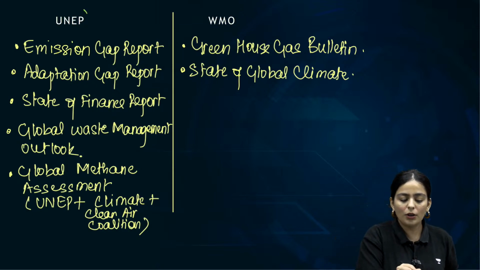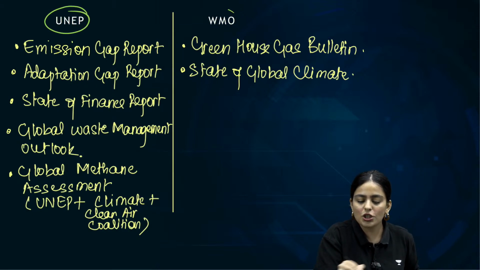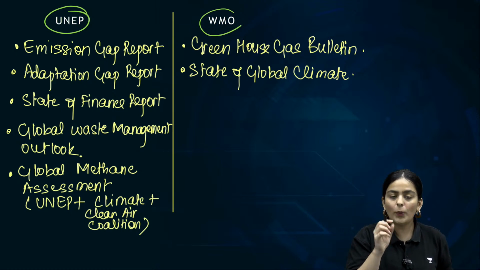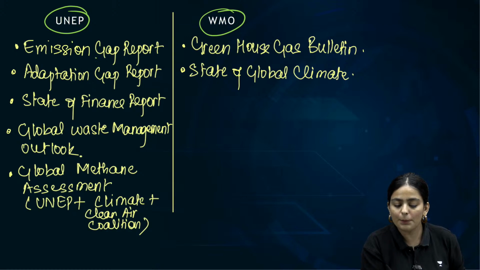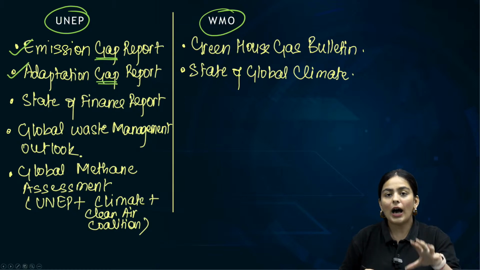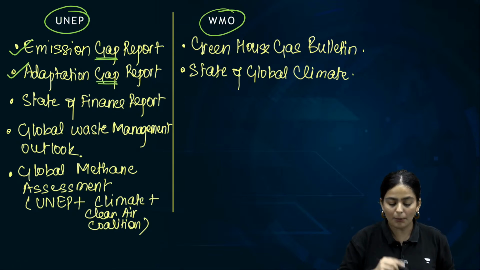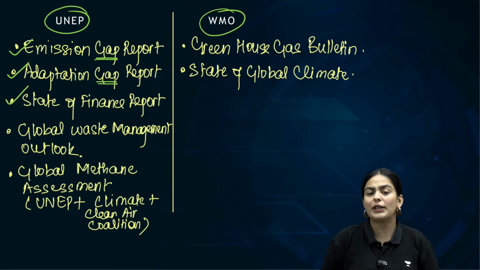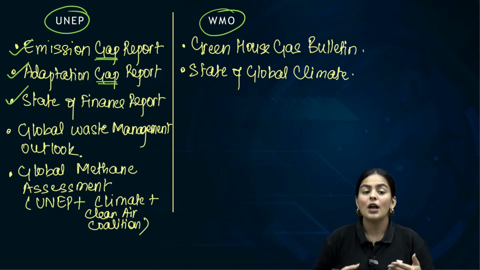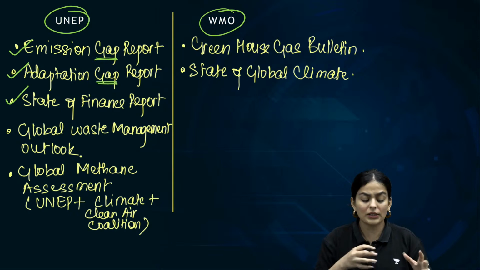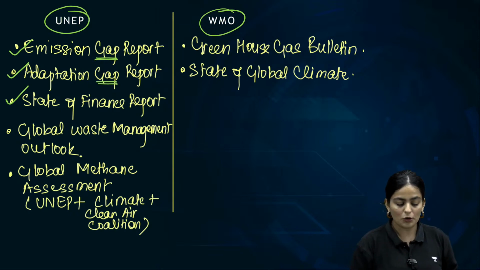So now let's dive into the discussion. UNEP on the one side, World Meteorological Organization on the other side. A quick way is to remember that both the reports which have a gap in it, the emission gap report and the adaptation gap report, are published by UNEP. Point number 1, State of Finance report. What are the contributions of developed countries? How are they faring? How are we in terms of climate finance? Those are the concerns in these particular reports.